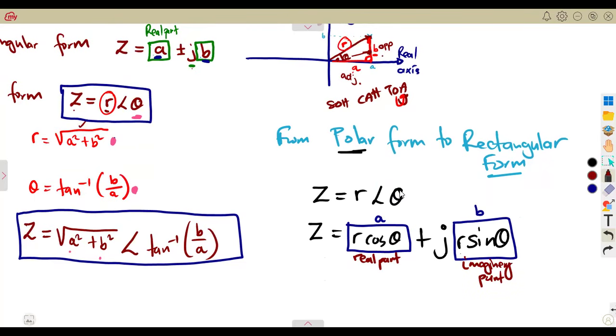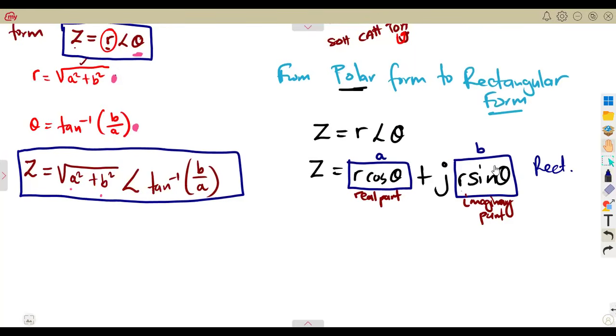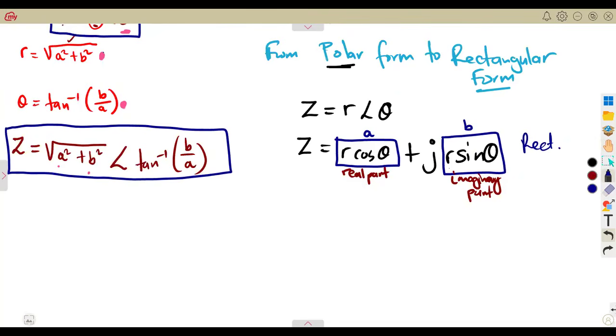We're having the imaginary part, right? That's the A there. And there we've got the real part. That it is now converted to the rectangular form, because in rectangular form, we must see the real and the imaginary. Once we see this, we are in rectangular form. So meaning to say we can convert a number from polar form.